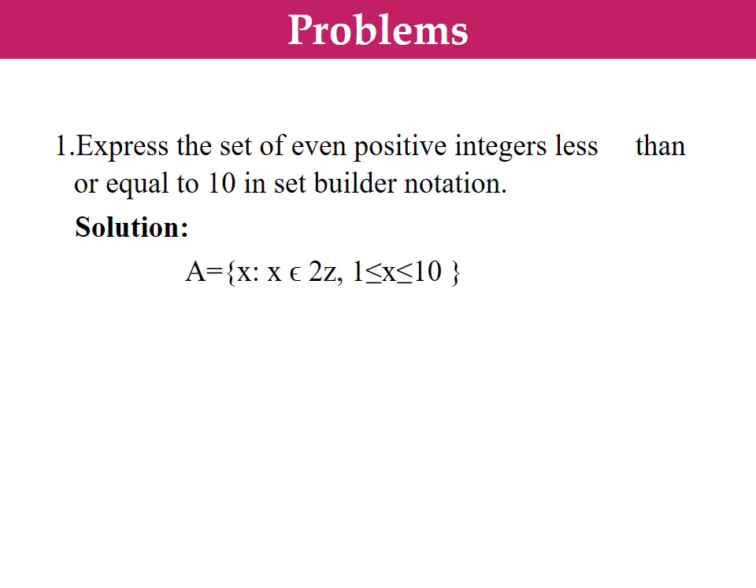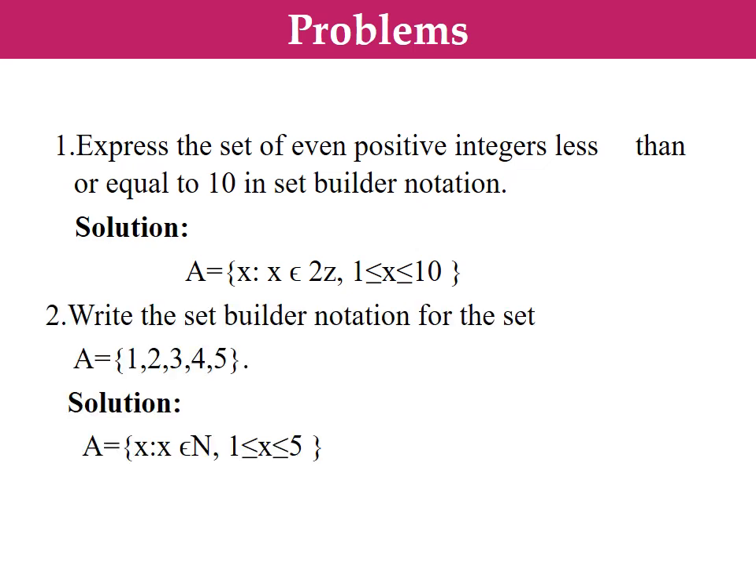We'll discuss one problem on this method. Express the set of even positive integers less than or equal to 10 in set builder method. So we may write A is equal to the set of all x such that x belongs to 2Z, because they gave even positive integers, therefore it is written as 2Z, and less than or equal to, therefore x lies between 1 and 10, right? Here is another example: write the set builder notation for the set A is equal to 1, 2, 3, 4, 5. It starts from 1 and ends at 5. So this is obviously natural numbers, and we may write this using set builder.